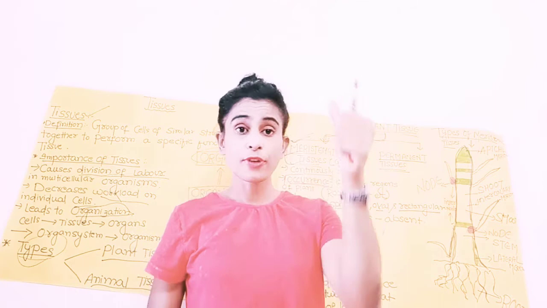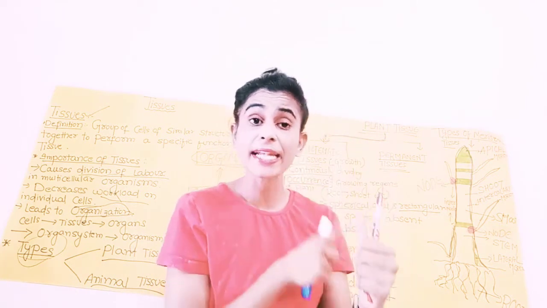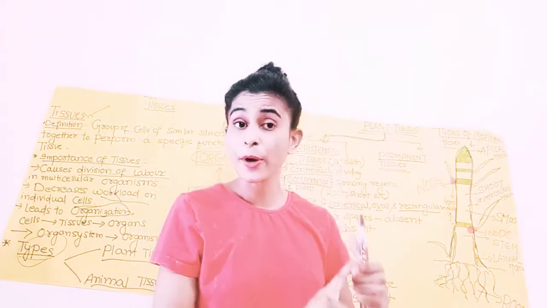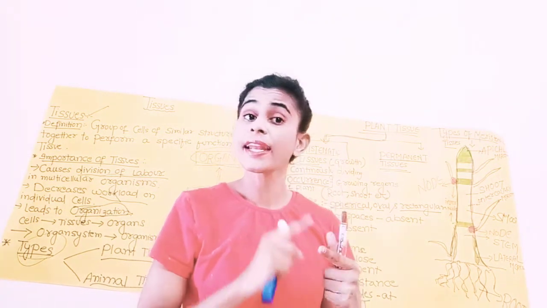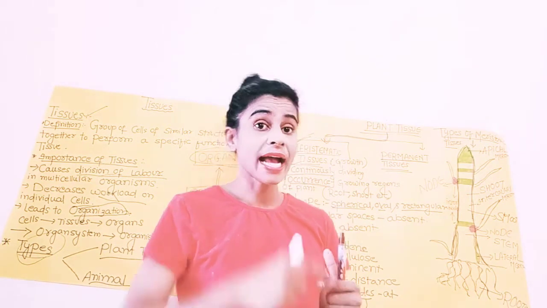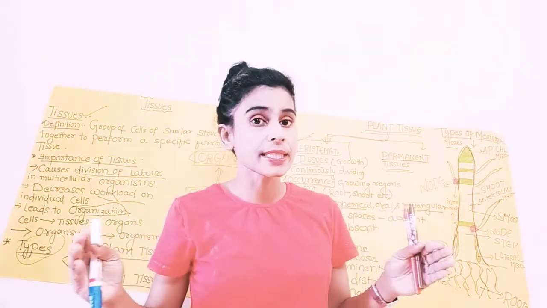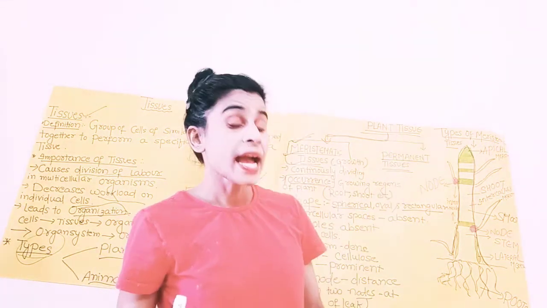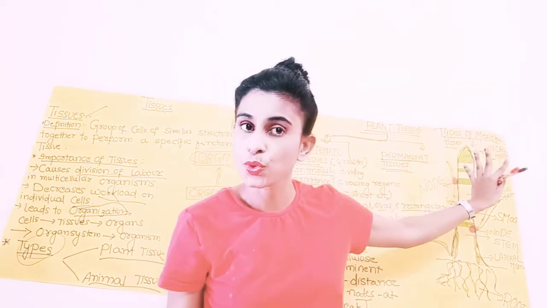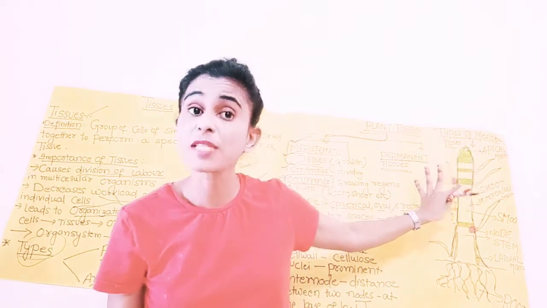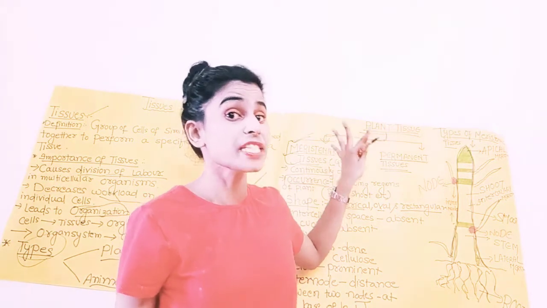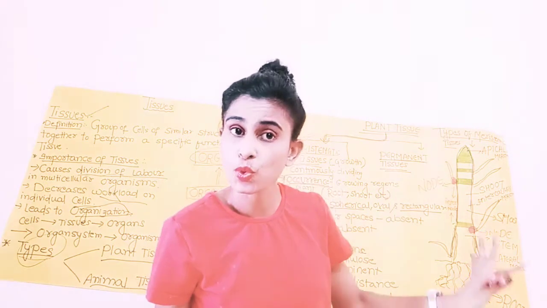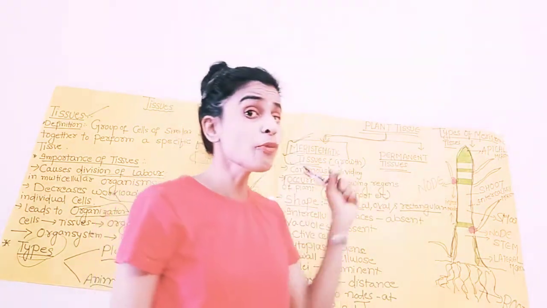The first point you have to write in meristematic tissue is that these are continuously dividing cells. The second important thing is that they are responsible for the growth either longitudinally or in the girth. Girth means width. They help in the growth of the roots, the stem and the shoot. So meristematic tissue is responsible for growth of roots, stem and shoot. Got it?